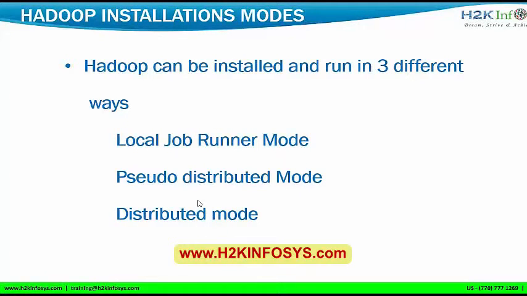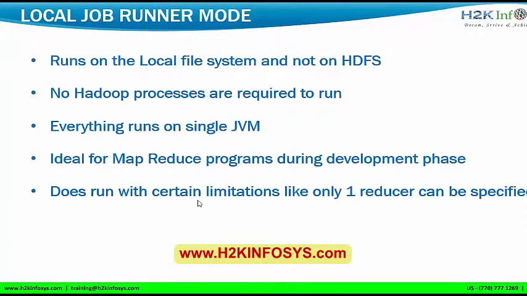So this is the first one. Hadoop can be installed and run in 3 different ways. There are different ways to install Hadoop and use it, because it can be used for a single machine or a number of machines as well. So we have different modes of installation to run it on different numbers of machines. The first one is local job runner mode. We will discuss that in the next slide. The second one is pseudo distributed mode. And the last one, which is a very important one and which is used in most of the companies, is distributed mode. That is where the beauty of Hadoop comes in. Distribution is the main important thing.